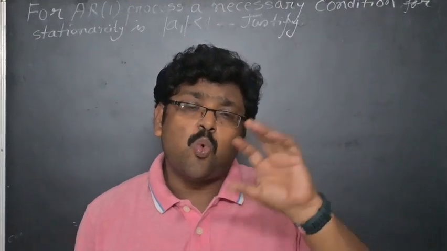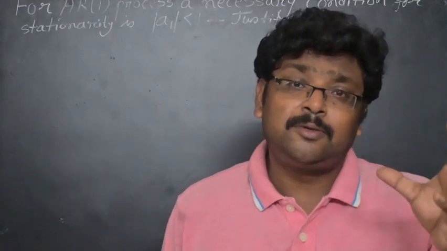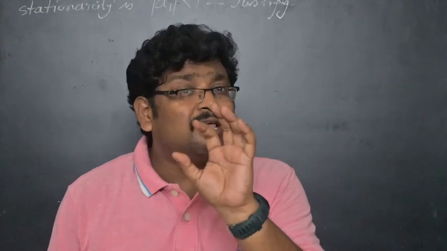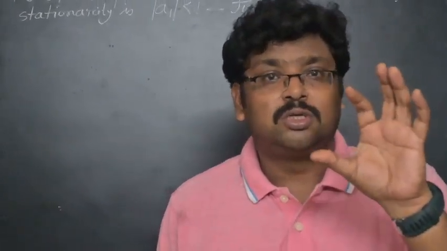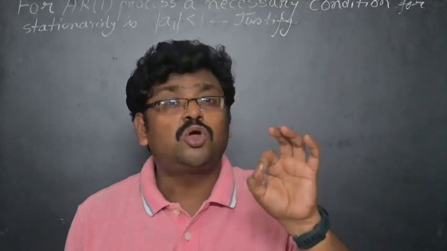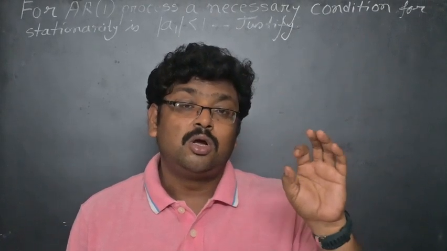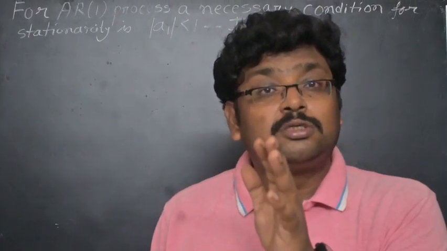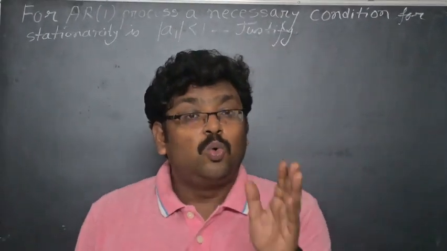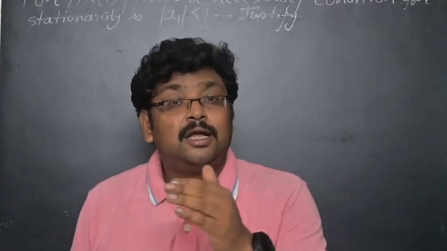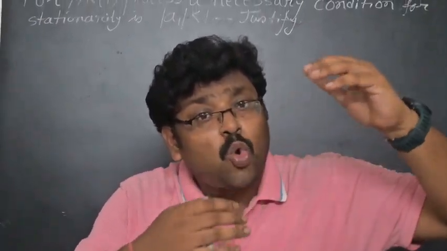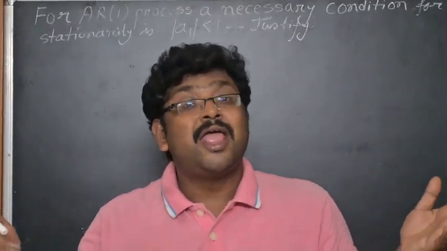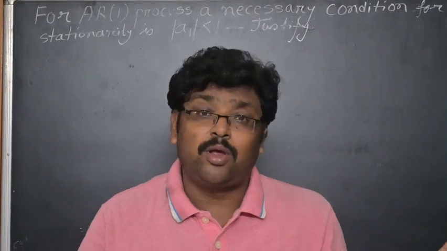So, what is the autocorrelation function? The autocorrelation function is nothing but a plot of the correlation coefficient with respect to time lags. With respect to lags, the plot of the correlation coefficient gives you the ACF or correlogram.